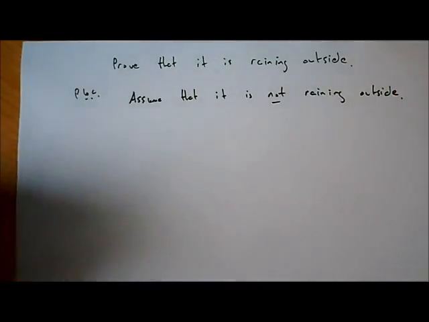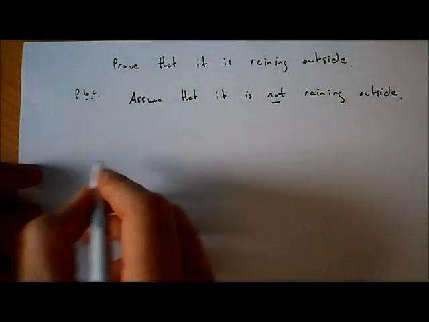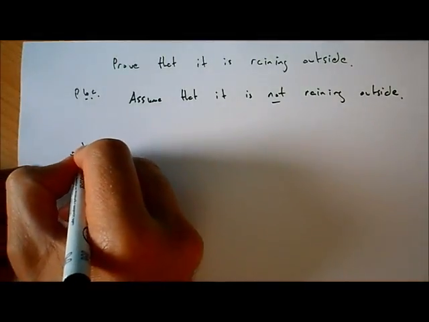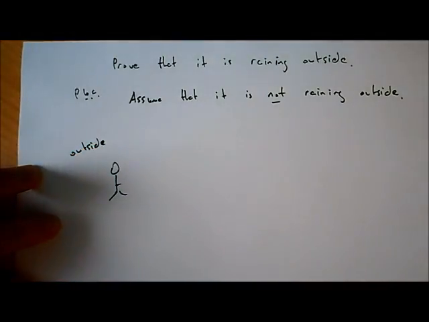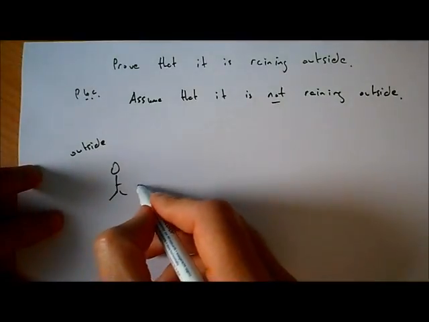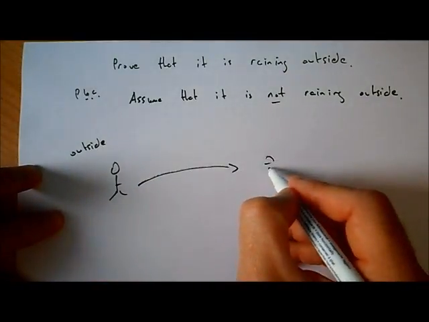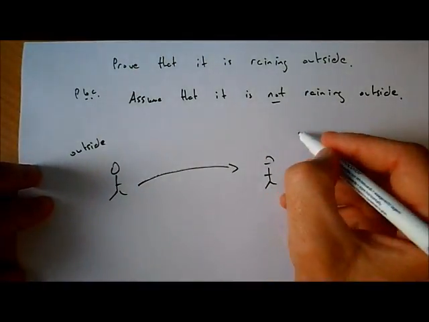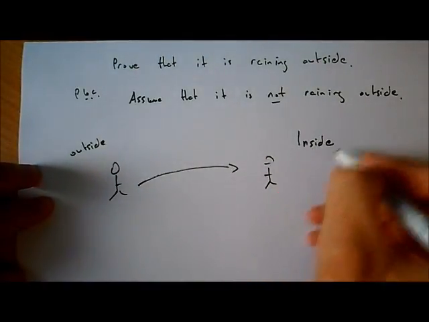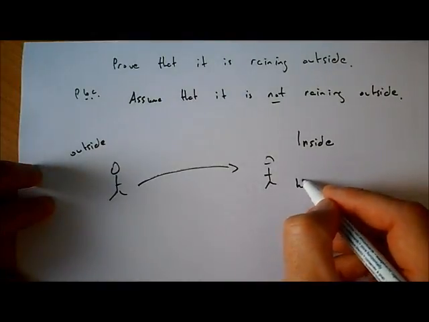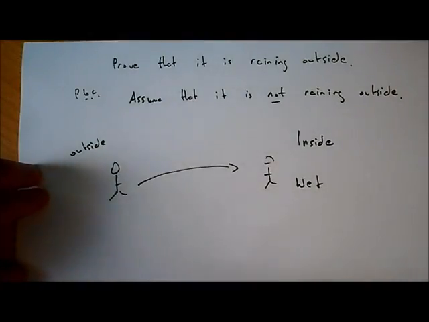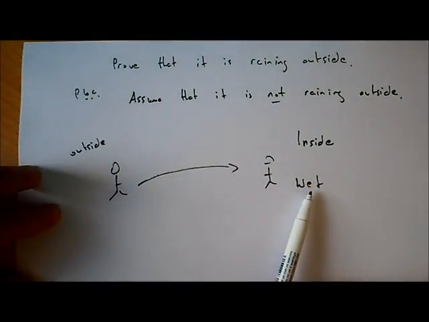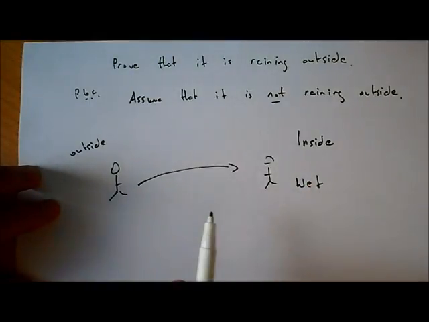Then what we'll do is we'll send someone outside. So here's the person we send outside. They're outside. Okay, then say we call the person inside. We've assumed, remember, that it's not raining outside. But when we call that person inside, that person is wet. But that's a contradiction, because we assumed that it's not raining, but when they came back in, they were wet. So that's a contradiction in what we assumed.